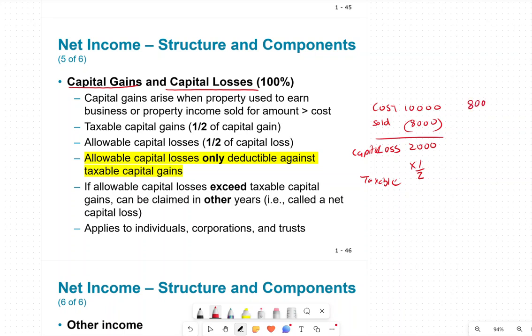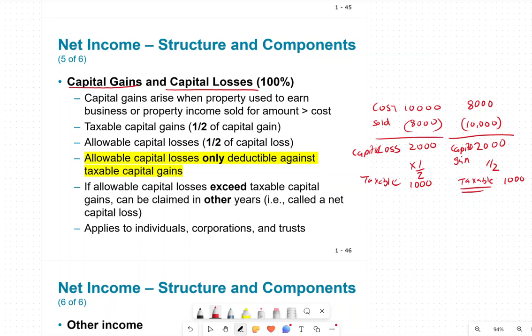Or the other way, $8,000 was the cost, and we sold it for $10,000, more. In this case, we have $2,000 and we could have a capital gain. So you could have a gain or a loss. So half of it will be taxable. So when we think of it, we only pay taxes on $1,000. If you have a loss, we only have losses of $1,000.